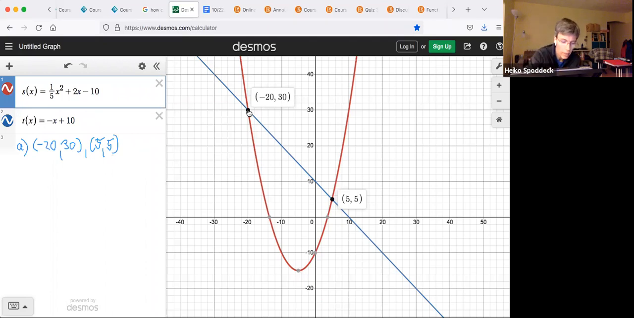Now, the next one in C, and that might vary for you. So on the one that I'm working on, basically S of X is supposed to be greater than T of X. So that's what we are looking for. Again, at some point, you might have that written as then, it all fills in. So I'm going to do that: 1/5 x squared plus 2x minus 10 is greater than -x plus 10.